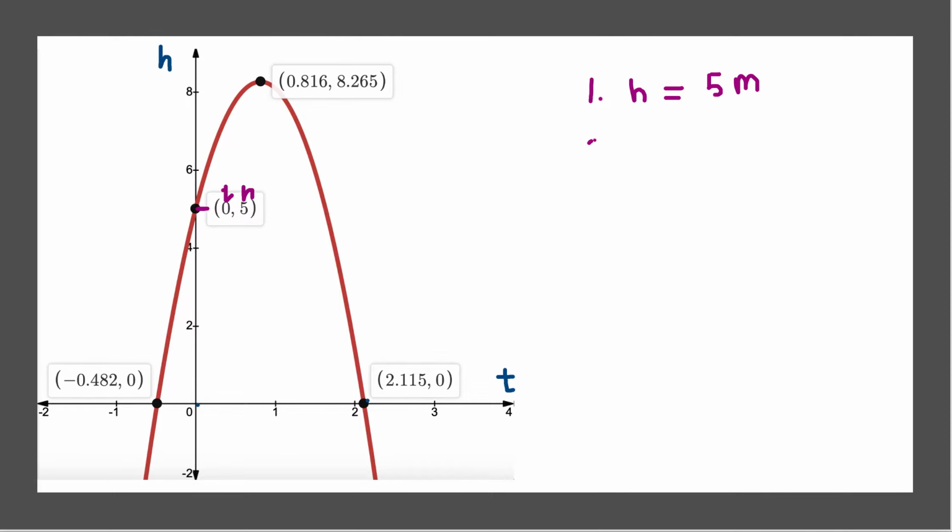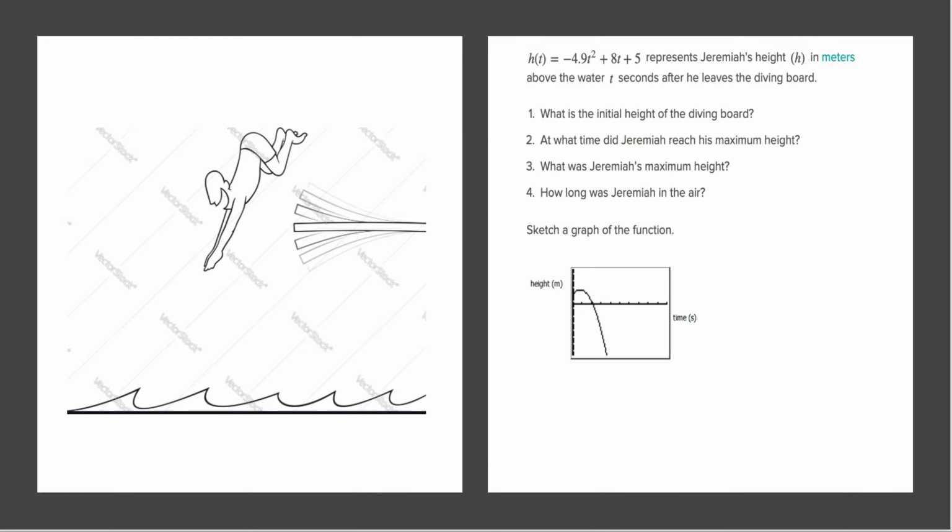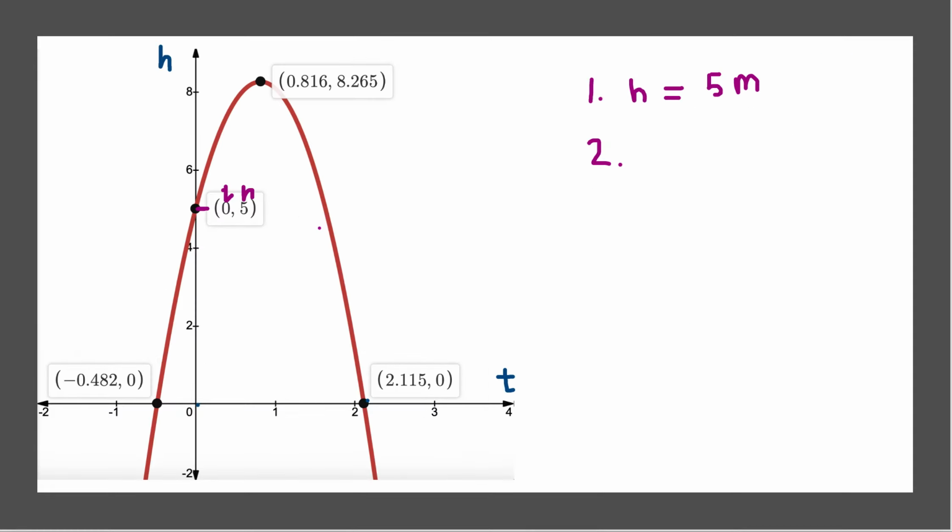So now we're going to question 2. At what time did Jeremiah reach his maximum height? Now we are looking for the time. At what time does he reach the maximum? The maximum is right here. But as I said in the beginning, the first coordinate represents the time, and the second one, h.